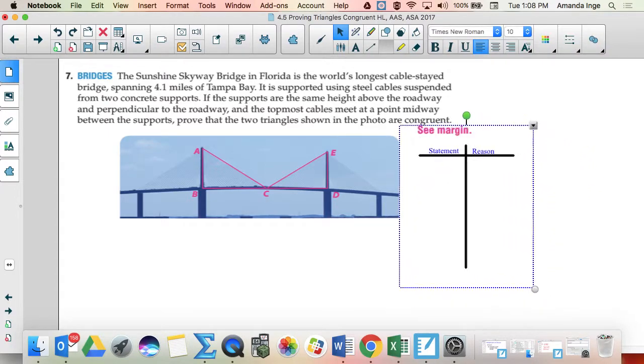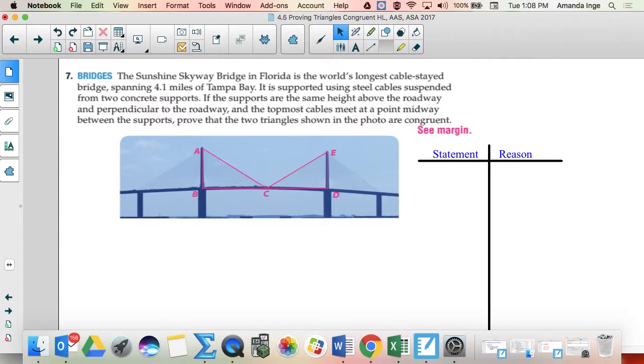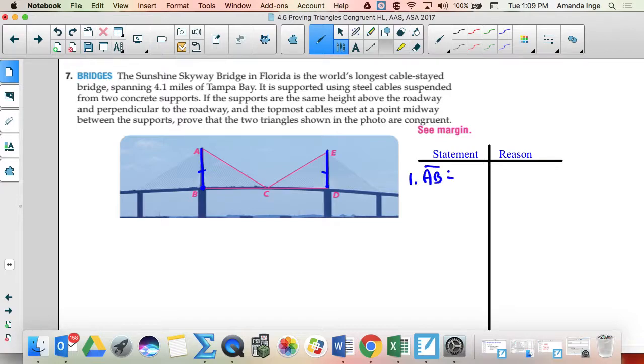So in the word problem, we have some information they told you. They said the cable-stayed bridge spans 4.1 miles of Tampa Bay. It is supported using steel cables suspended from 2 concrete supports. If the supports are the same height, so that's a support, and this is a support, so AB is congruent to ED, and that's given. They gave it to you in the problem.